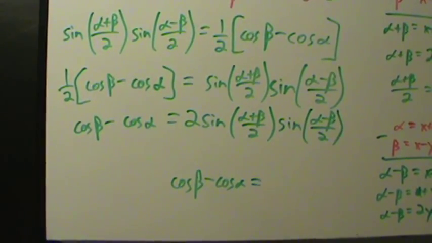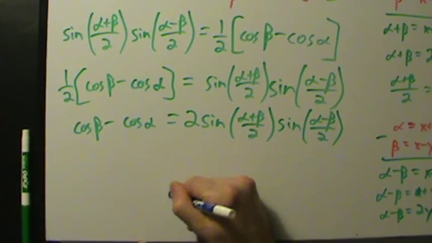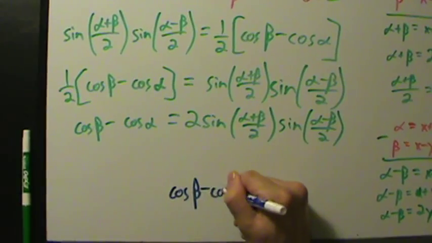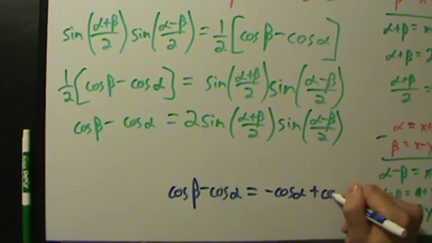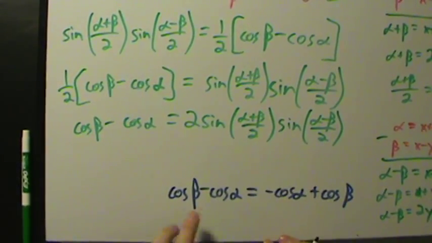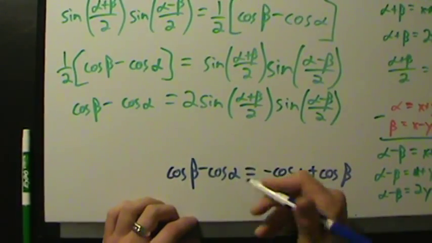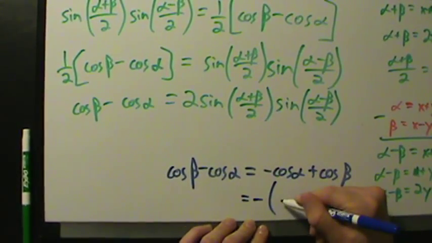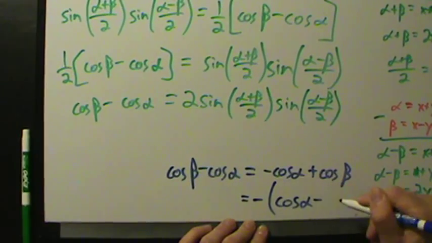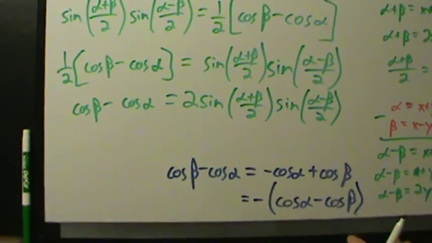Okay, let's write this separately with a separate color down here. Cosine of beta minus cosine of alpha. That is the same thing as negative cosine of alpha plus cosine of beta. Okay, so this thing minus that is negative that plus this. Now if we factor out a minus sign here, or factor out a -1 technically speaking, then we have minus the quantity cosine alpha minus cosine beta, which is exactly what we want to have eventually, right?